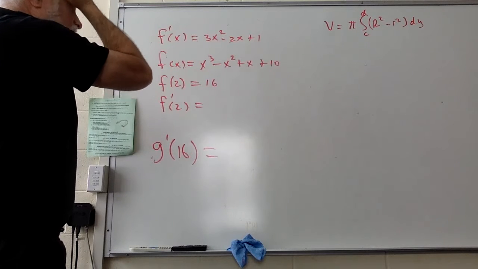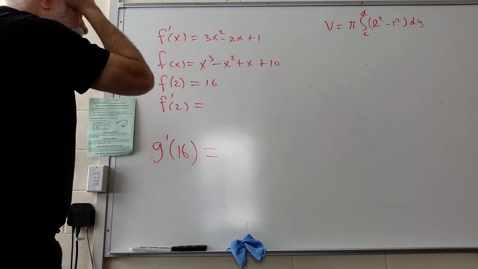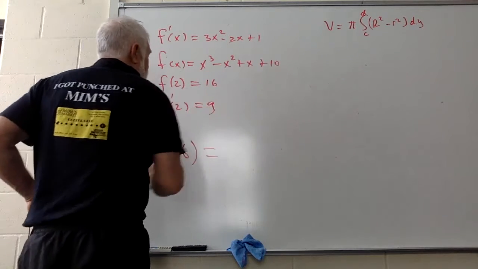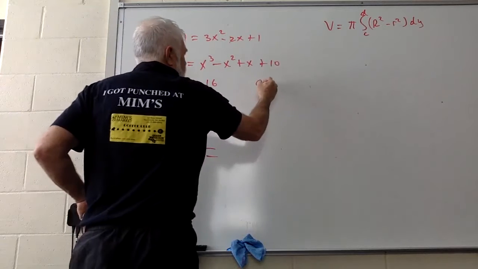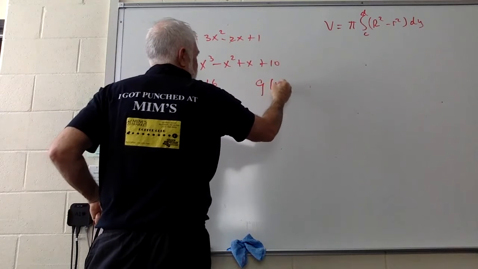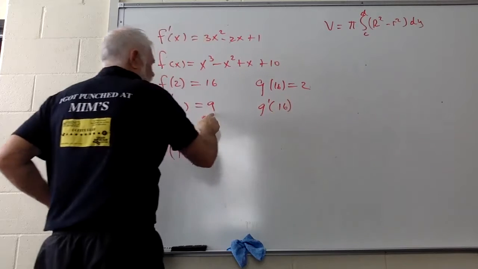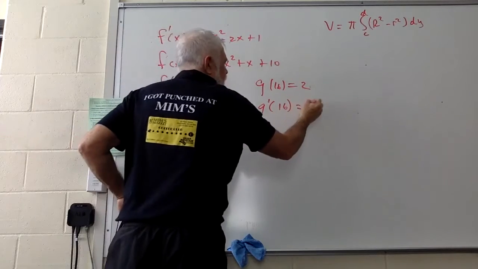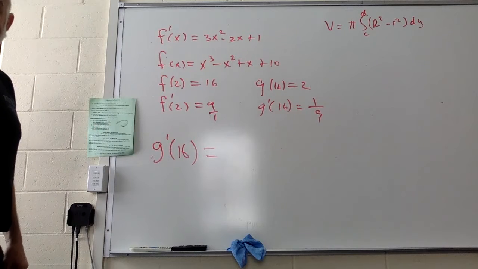Make sure I got that right. 12 minus 4 is 8 plus 1 is 9. Yeah. All right. So if I made any mistakes, you can email me. So therefore, I know that g of 16 is now 2. And I know that g prime of 16 is now not 9 to 1, but 1 to 9. That's what I know.